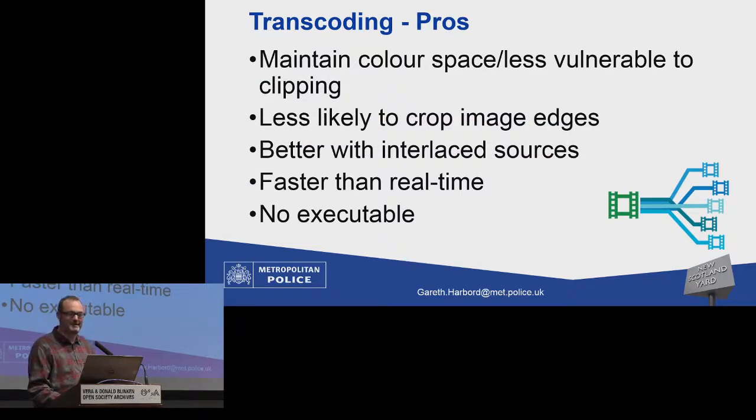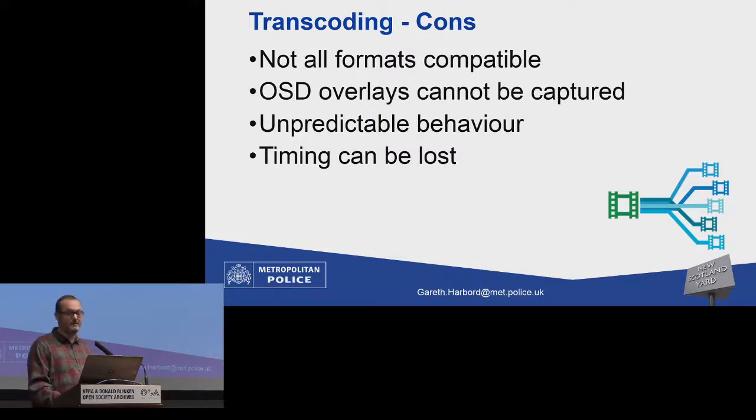Right, so where are we? So we can maintain the color space if we transcode, hopefully. It's less vulnerable to clipping if you stay in the YUV space. We're less likely to crop the image edges, so sometimes with the players, they will trim out the edges of what you're playing back, which is pretty bad. There is no reason CCTV should ever be interlaced, but some of it is, and it's just the death of me. So yeah, FFmpeg is better at dealing with that. It's faster than real time, mostly, and you don't have to deal with the executables. So there's a lot of pros, but not everything's compatible.